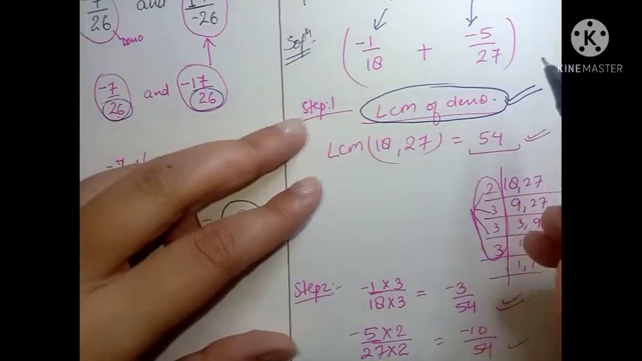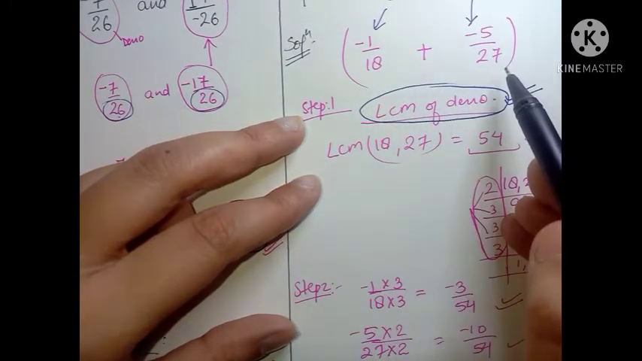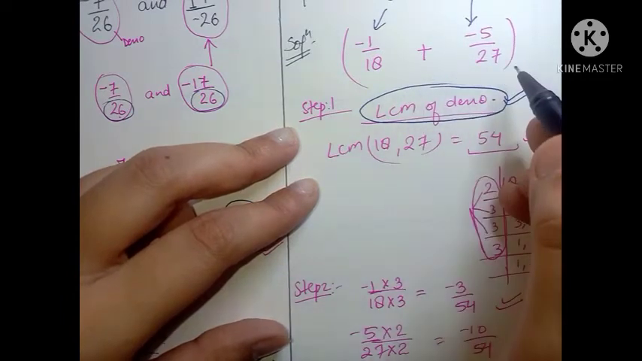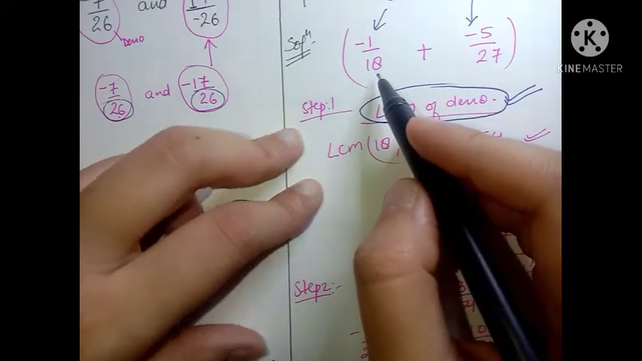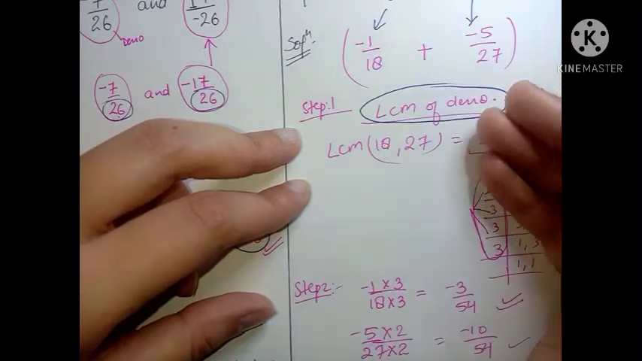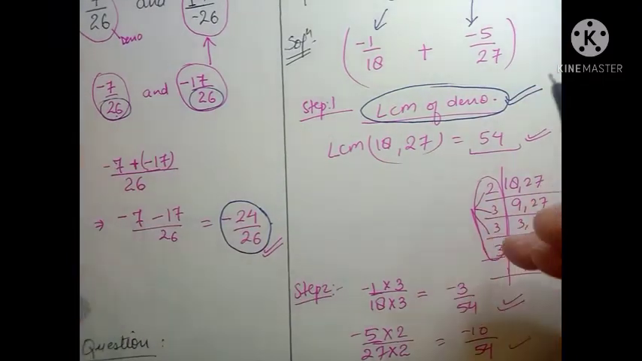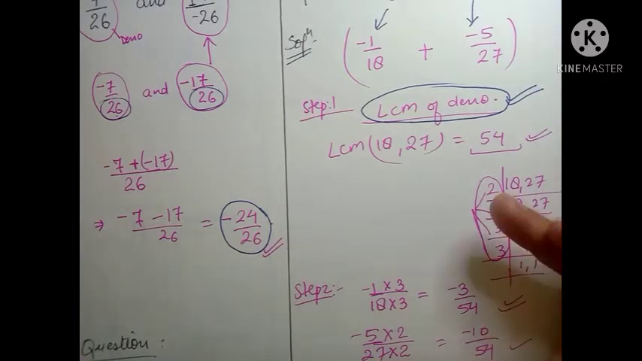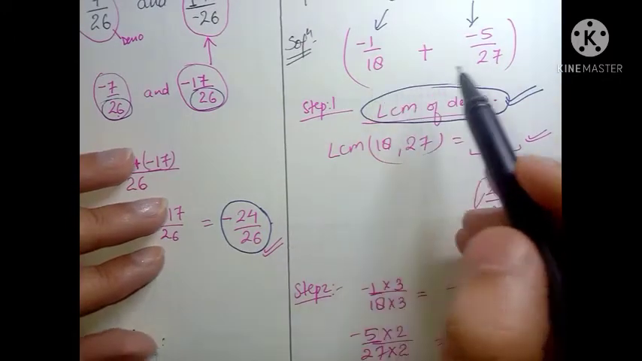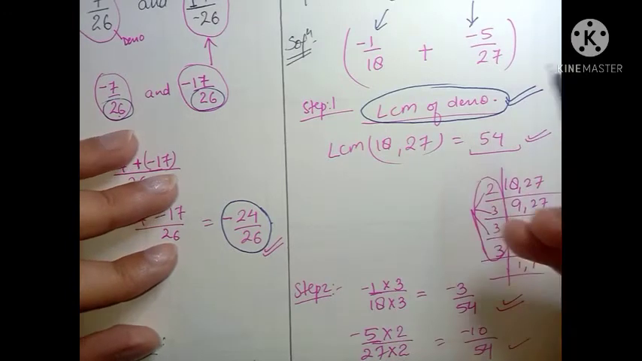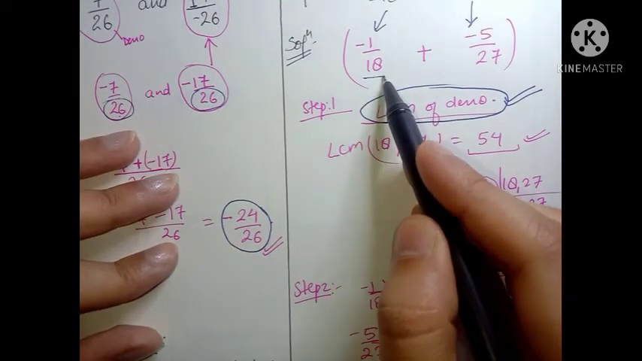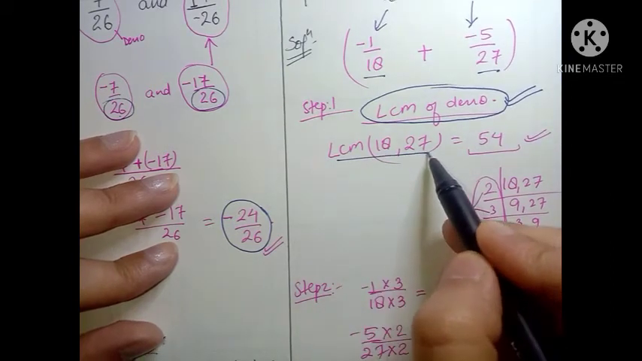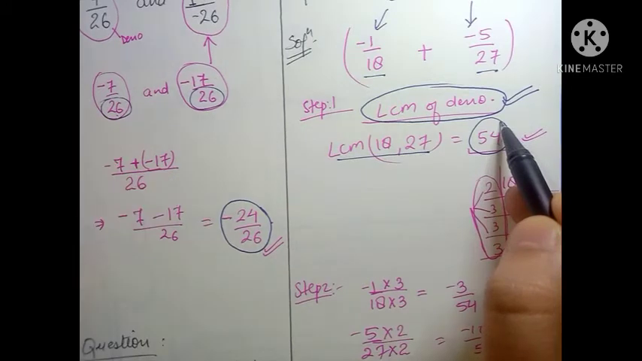Now for the addition of these numbers, when they have different denominators, our first step is to take the LCM of the denominators. Whatever the denominators are, it might be 2 rational numbers or 3 rational numbers or more, but you have to repeat the same task. Whatever number of rational numbers are given to you, to add them you have to take the LCM of the denominators. So 18 is the denominator here, 27 is the denominator here. So I'm taking the LCM of them, and we get 54.